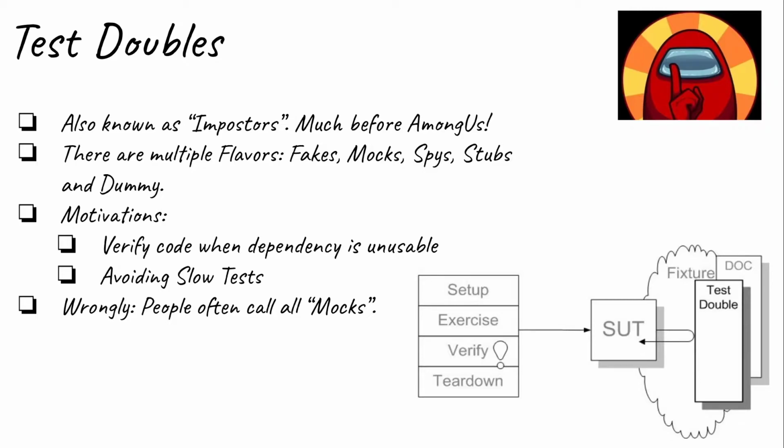Currently there is this game called Among Us, which is pretty popular, and in the game there is this notion of the imposter, right? Someone who is trying to sabotage the ship and is working against your team. But here it is the other way around, right? So test doubles are like good imposters.